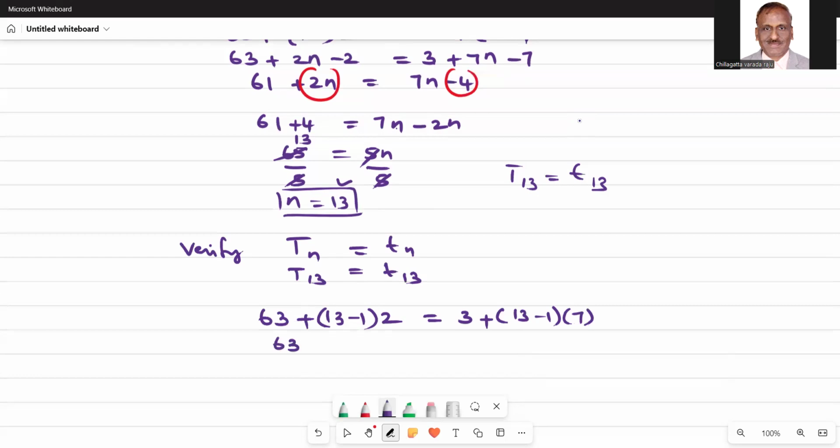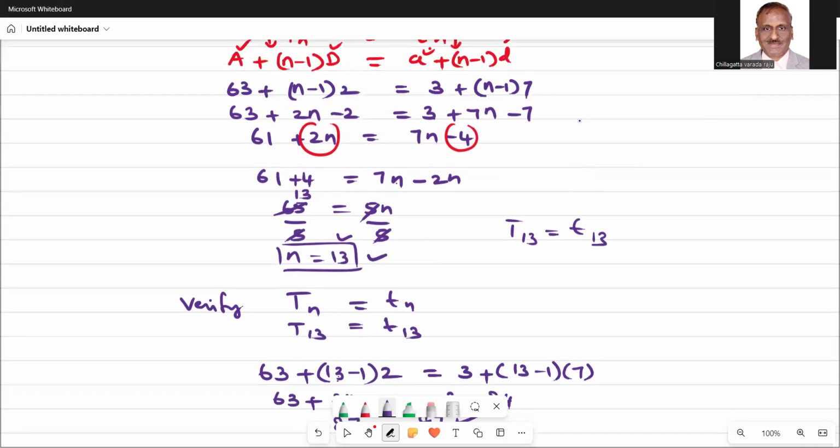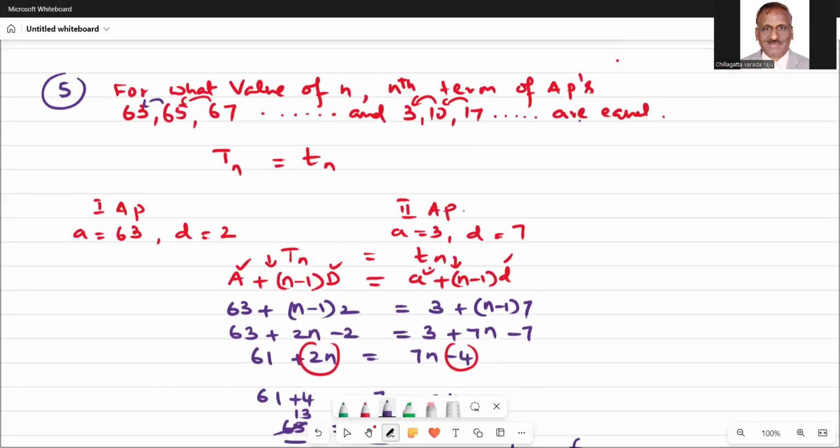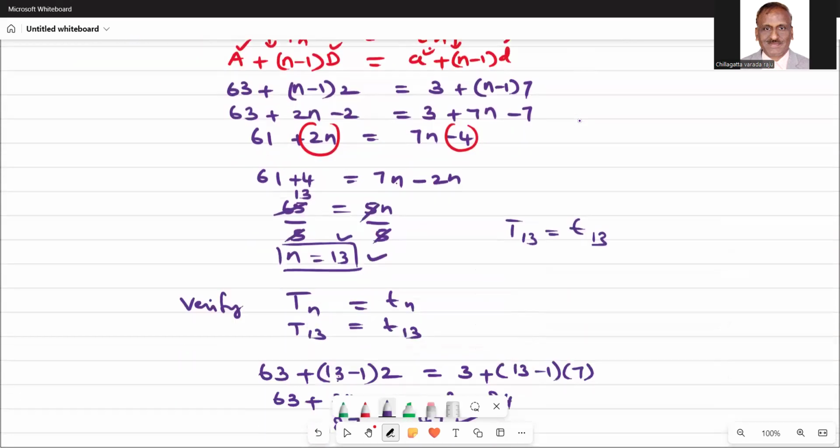That gives you 63 plus 13 minus 1, that is 12, into 2, 24, which is 87. And 3 plus 12 times 7, that is 84, plus 3 is equal to what? 87. So the 13th term, which is equal, has the same numerical value in both APs. That we have verified also. Have a glance at this question once again: for what value of n is the nth term of the APs 63, 65, 67 and 3, 10, 17 equal? So we have compared the nth terms, as given in the question. The equal term is found to be the 13th term in both the APs.